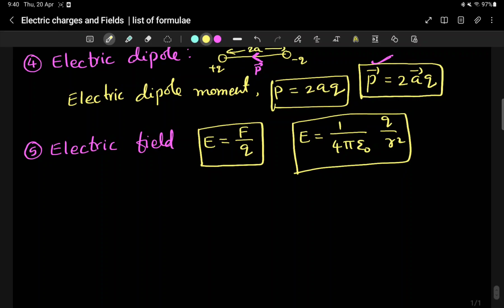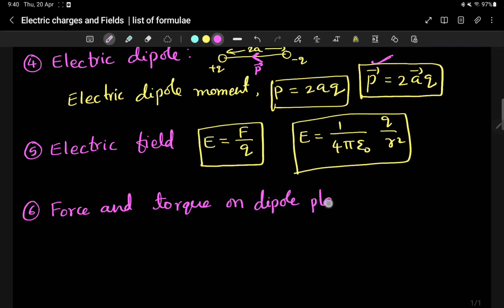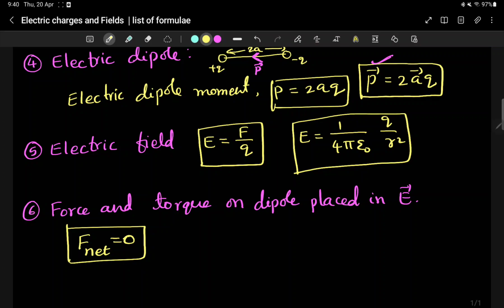Now let us move on to the next concept, that is net force and torque acting on an electric dipole placed in a uniform electric field. See, the net force acting on the dipole placed in a uniform electric field is 0. This we can expect for 1 mark.